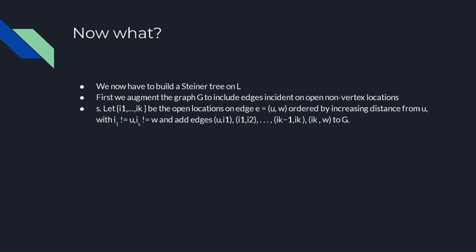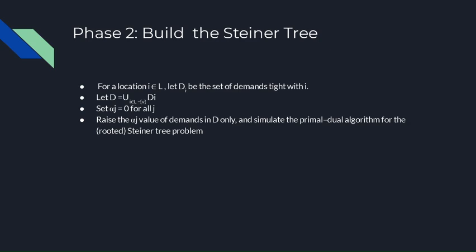Say I1 to Ik were the open locations on edge E, (U, W). So we'll order them from U to W. First we'll have edge U I1, then we'll have I1 comma I2, then up to Ik minus 1, Ik, and then finally Ik to W. This is how we order the edges. Now let's start with the Steiner tree. How will we build the Steiner tree?